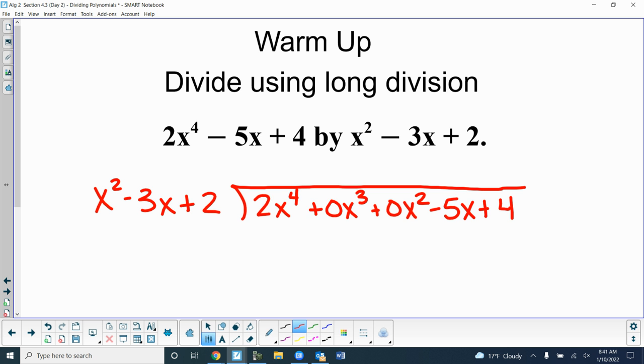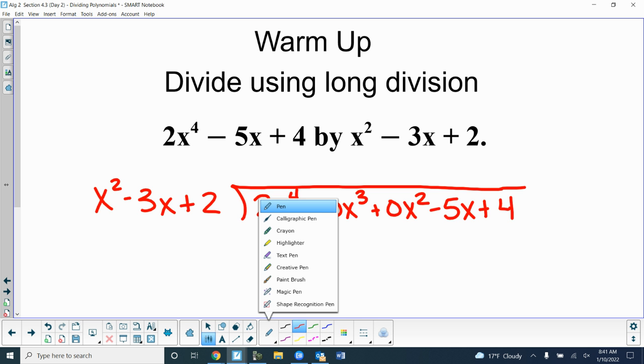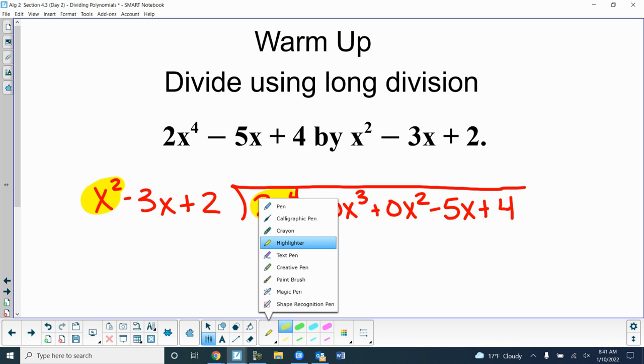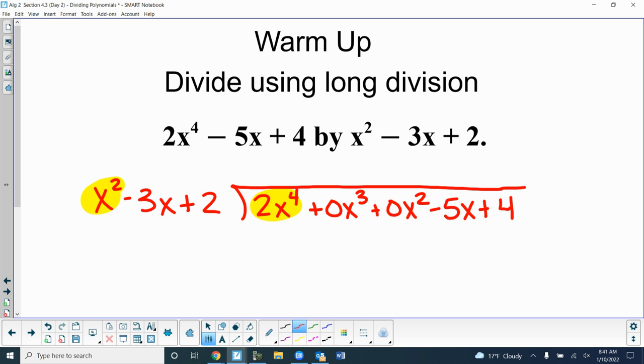When you do this now, the actual division part is really easy. It's just a monomial divided by that monomial. Okay, you don't worry about the other stuff as far as the division goes. So what's 2x to the fourth divided by 1x squared? 2x squared, right? All you're doing is subtracting the exponents. Now what do I do with that 2x squared? What's the procedure?